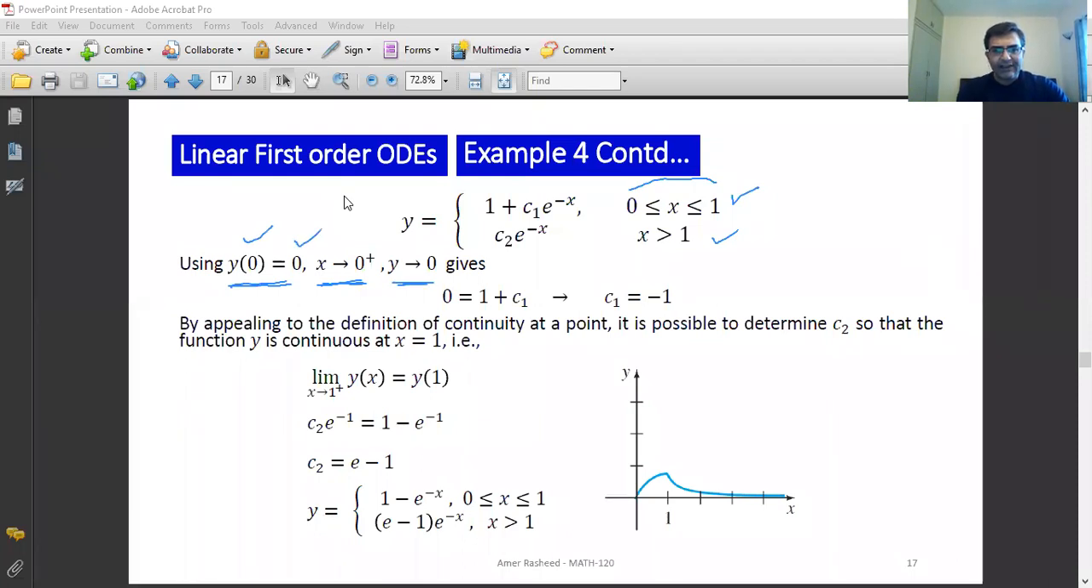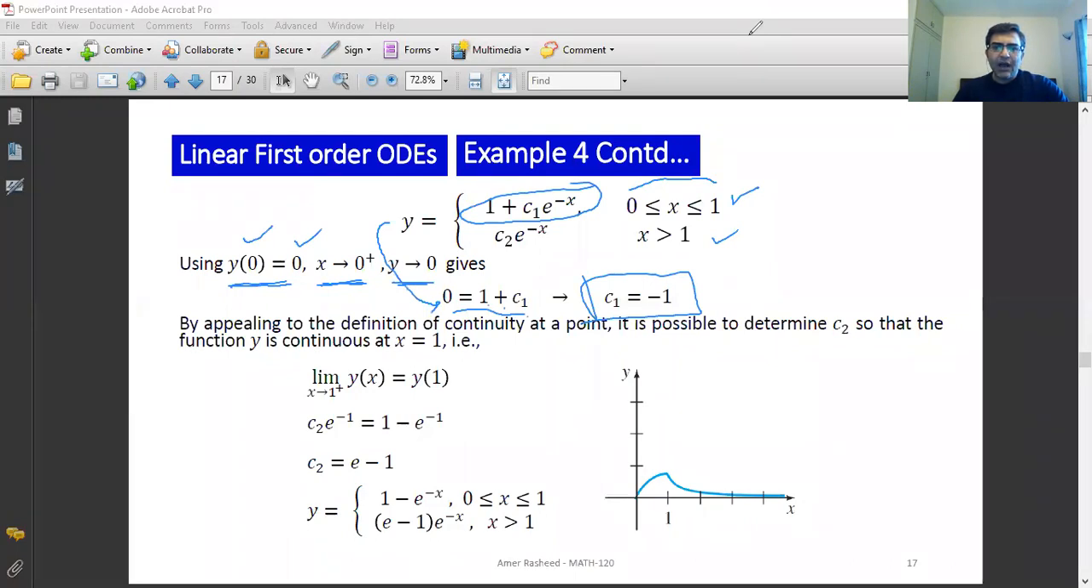So when we put x equal to 0 in this solution, what do we get? We get 1 plus c1 into e raised to the power 0, which is 1. So what is y? The value of y at 0 is 0. So from here we can find c1 to be minus 1.